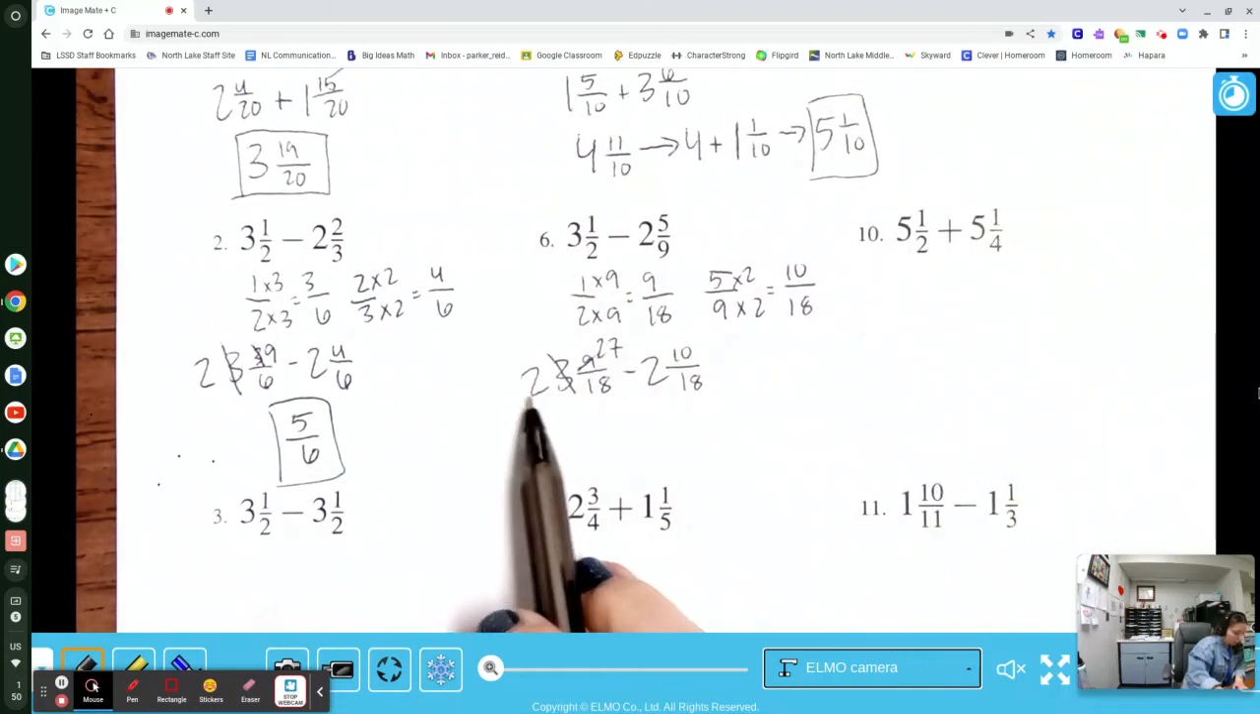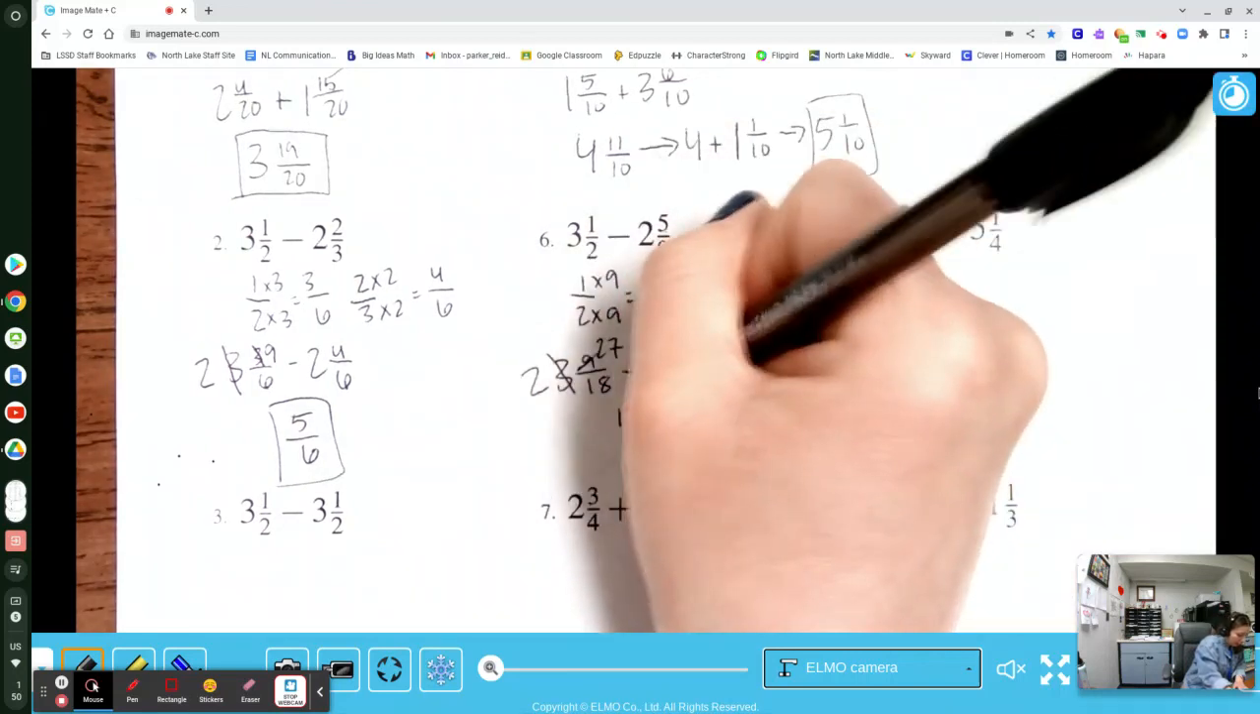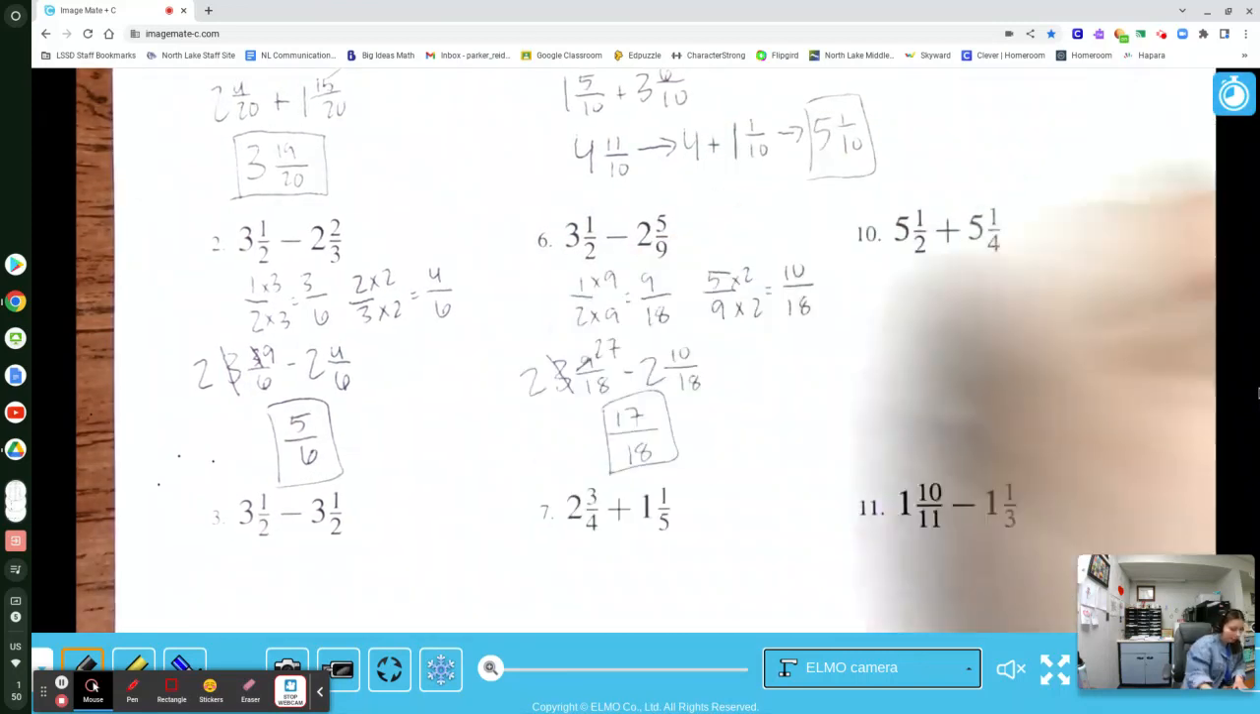So now I can subtract separately. 2 minus 2 is 0. 27 minus 10 is going to give me 17. So 17/18 is my final answer here.